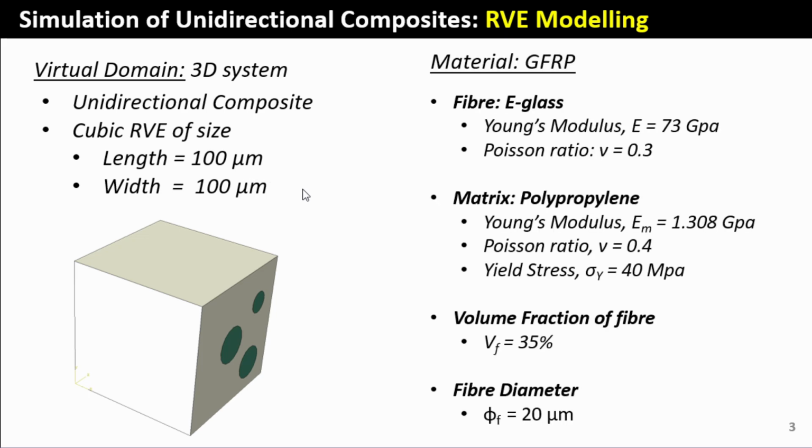The material that we are going to be using for this modeling is a glass fiber reinforced plastic, called GFRP. The fiber will be made of A-glass with a Young's modulus of 73 gigapascal, and the matrix will be polypropylene. The Young's modulus of the matrix will be 1.308 gigapascal. The matrix will be allowed to plastically deform, so it has a yield stress. The volume fraction will be 35%, and each of these fibers will have a diameter of 20 microns.